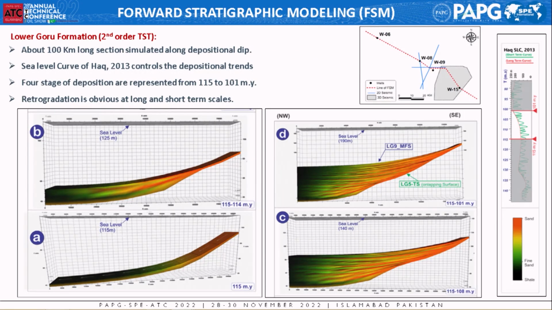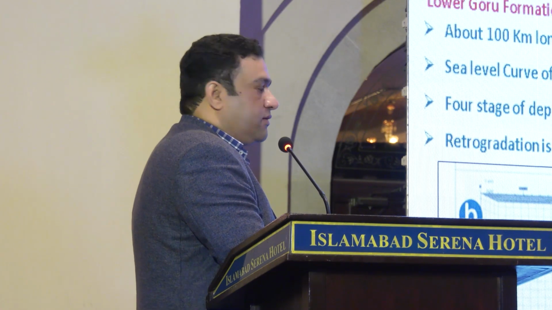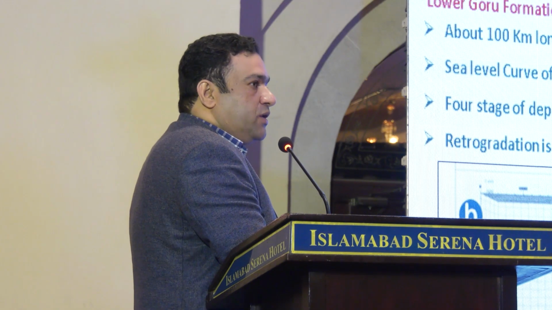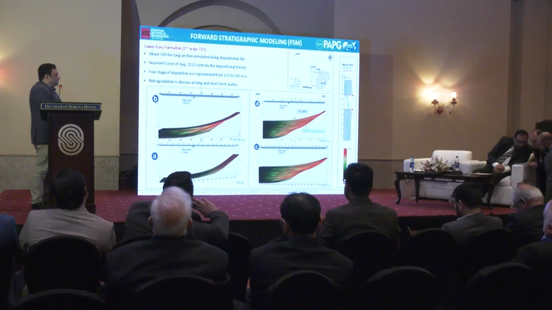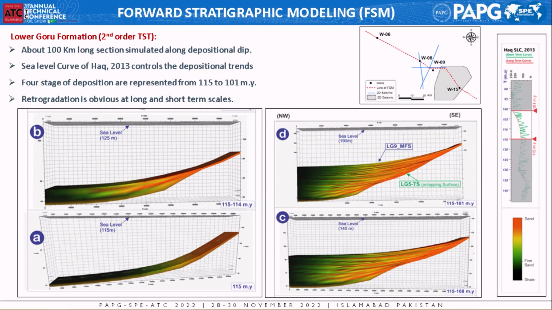So next comes the upper part of the Lower Guru, which is second order lowstand, which also has been modeled using the Huck et al. sea level curve, which was digitized. This model has been prepared from 115 to 101 million years. So this is showing the retrograding behavior of the sediments here.